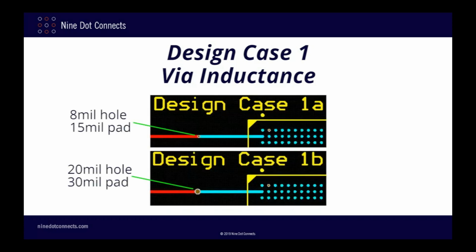Here are my 2 design cases again. Design case 1A has a via with an 8 mil hole and a 15 mil pad, which exactly matches the 15 mil trace width. Case 1B has a via with a 20 mil drill and a 30 mil pad.